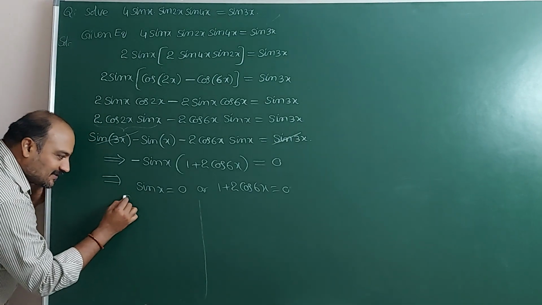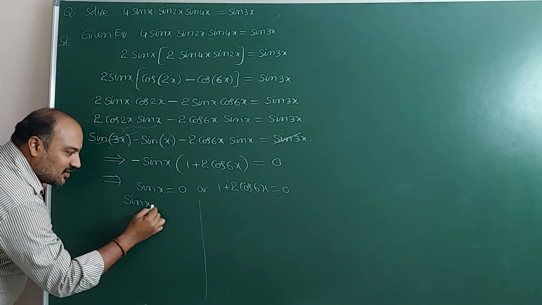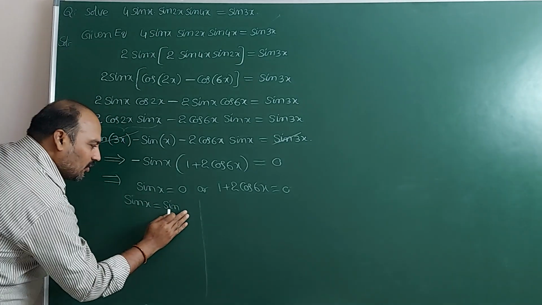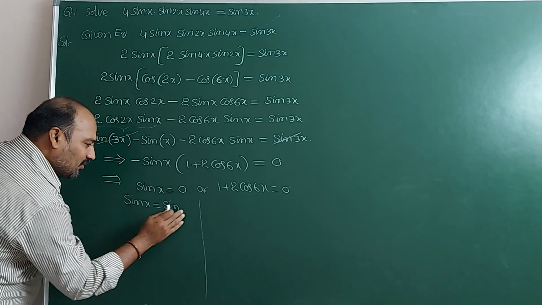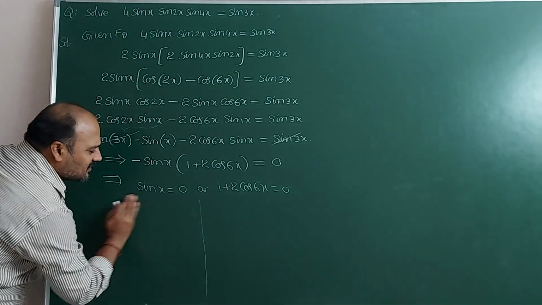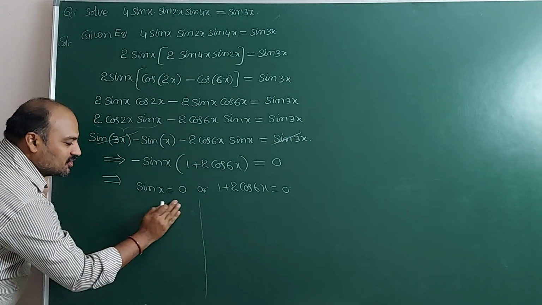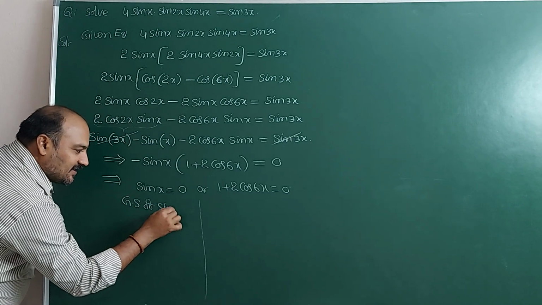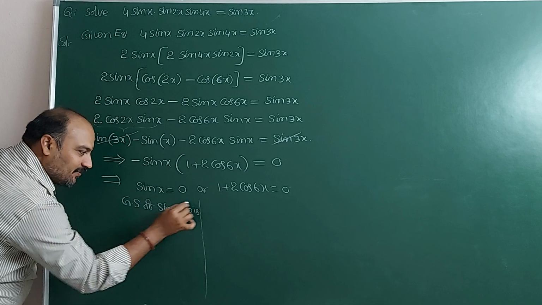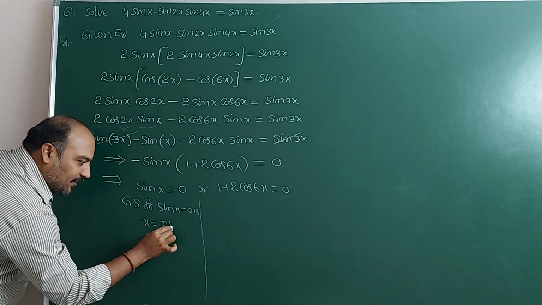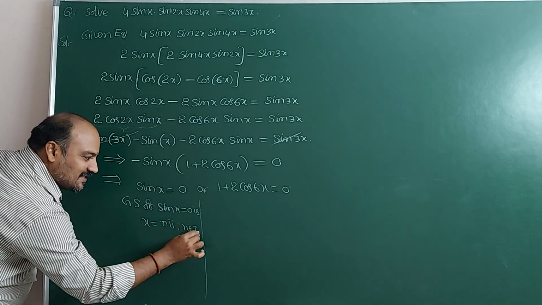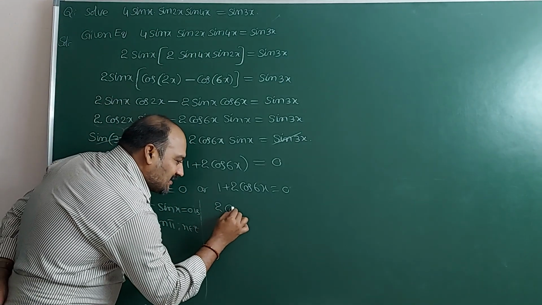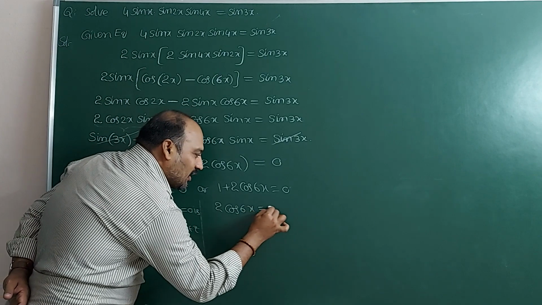One is sin x is equal to 0. The general solution, when sin theta equal to 0, this is the direct one. So directly I am also writing sin x is equal to 0 means sin theta equal to 0. So the general solution of sin x is equal to 0 is x is equal to n pi, where n belongs to z. But come to here, 2 cos 6x is equal to minus 1.